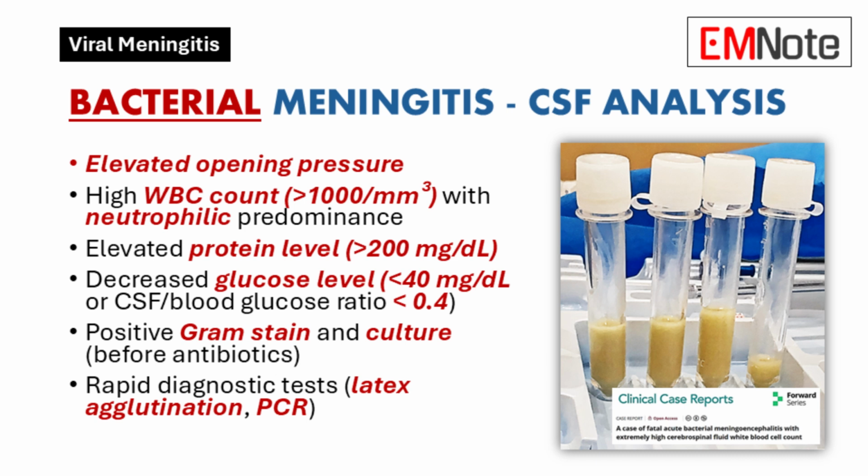CSF analysis of bacterial meningitis. The CSF analysis for bacterial and viral meningitis reveals distinct differences that are necessary for diagnosis. In bacterial meningitis, CSF analysis typically shows elevated opening pressure, a high white blood cell count, greater than 1,000 per cubic millimeter, with a neutrophilic predominance, elevated protein levels greater than 200 milligrams per deciliter, and decreased glucose levels, less than 40 milligrams per deciliter, or a CSF to blood glucose ratio less than 0.4.